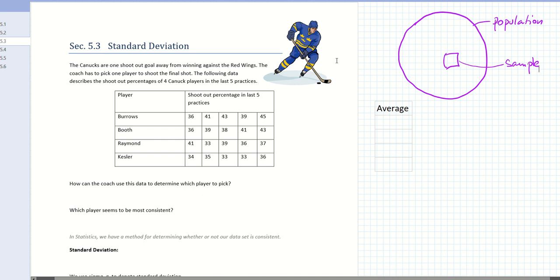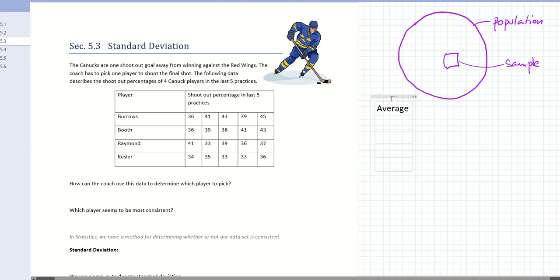Anyway, let's get back to the example here. So it says Canucks are one shutout goal away from winning against the Red Wings. The coach has to pick one player to shoot the final shot. The following data describes the shutout percentages of 4 Canuck players in the last 5 practices. So we have 4 different players: Burrows, Booth, Raymond, and Kessler. And again, the last 5 shutout percentages in the last 5 practices.